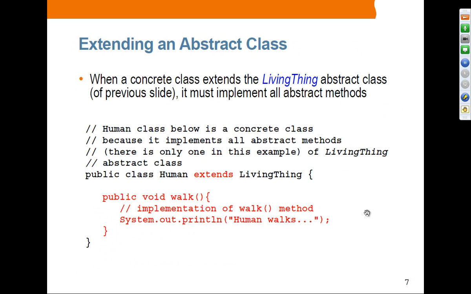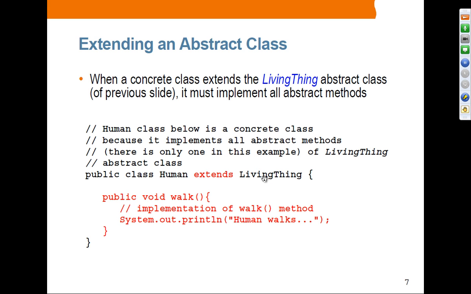Alright, so let's talk about concrete class. Here we are creating a concrete class called Human, which extends the LivingThing abstract class, and it has to provide implementation of all abstract methods of this abstract class. In this example, we have only one abstract method in LivingThing, so it will provide implementation of this walk abstract method. This is the body of code that it provides for the walk abstract method defined in LivingThing.